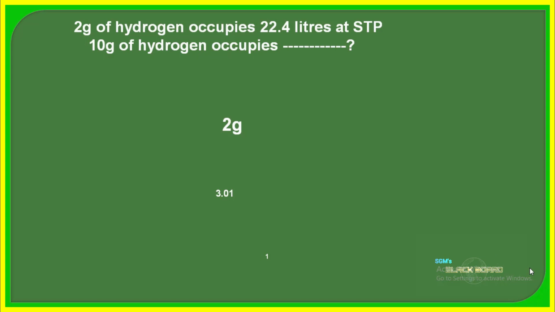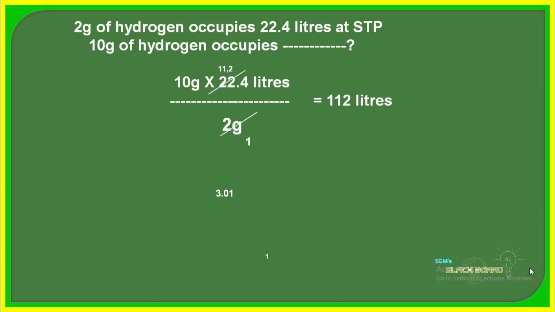Here we got 10 grams of hydrogen. So for 10 grams of hydrogen, how much volume is occupied? Let us calculate this. 10 grams into 22.4 liters divided by 2 grams. On cancellation, 2 ones are 2, 11.2. So 10 into 11.2, that is 112 liters.